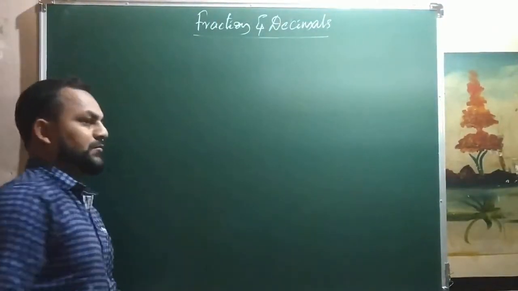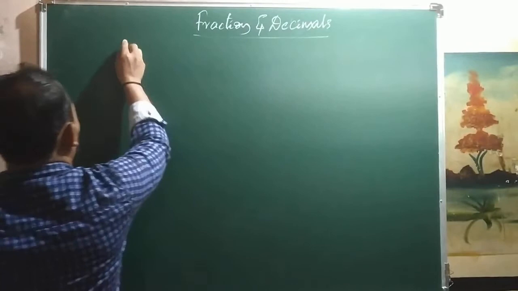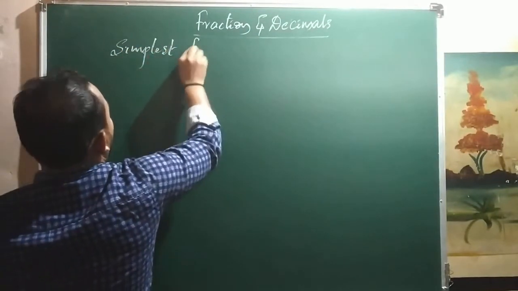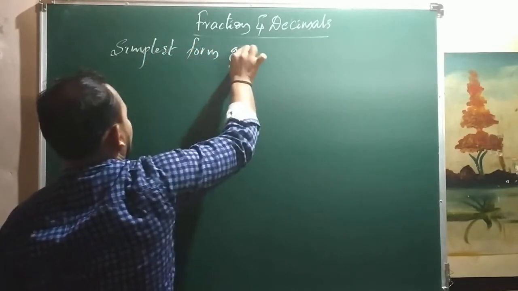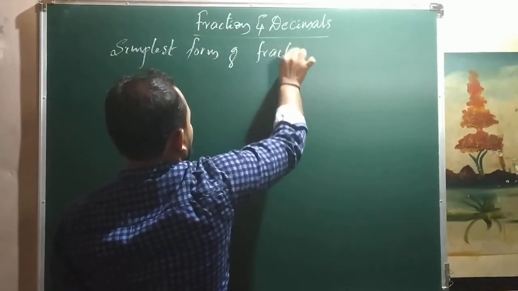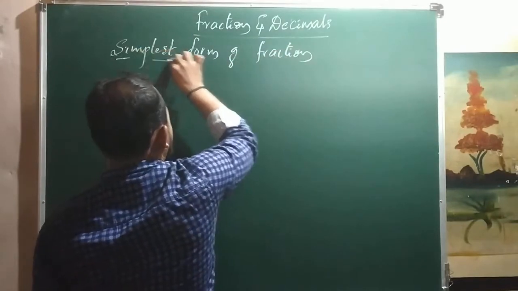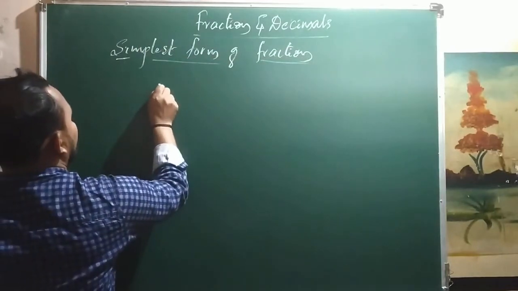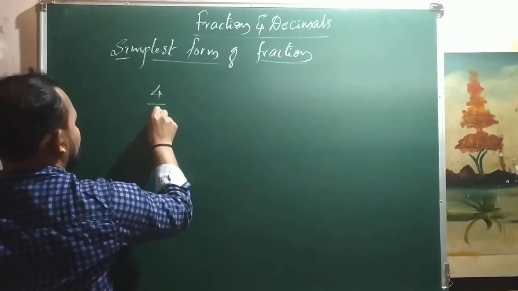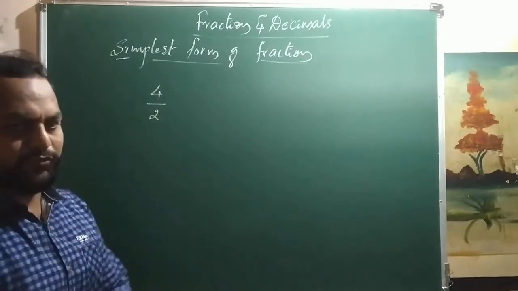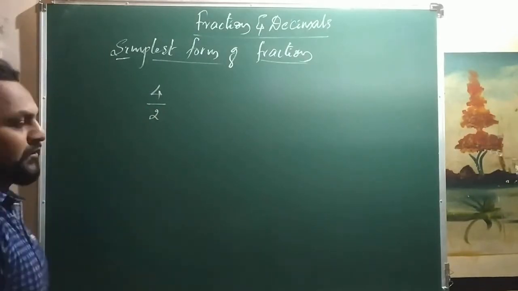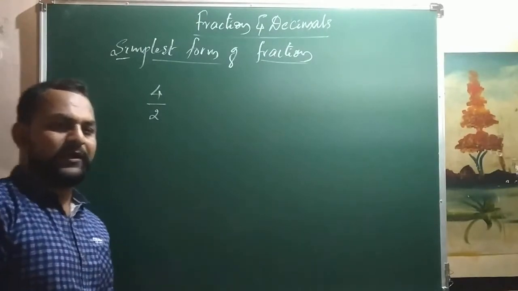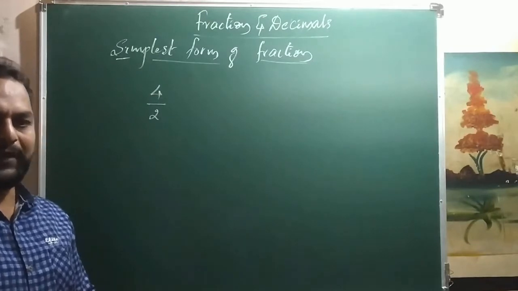Okay, the next concept is the simplest form of a fraction. Then what is the simplest form of a fraction? For example, take 4 and 2. 4 by 2 is a fraction, an improper fraction. Then what is the simplest form of 4 by 2?